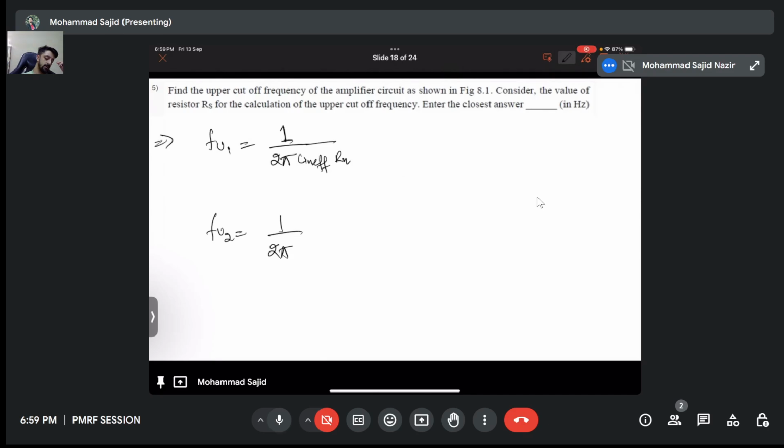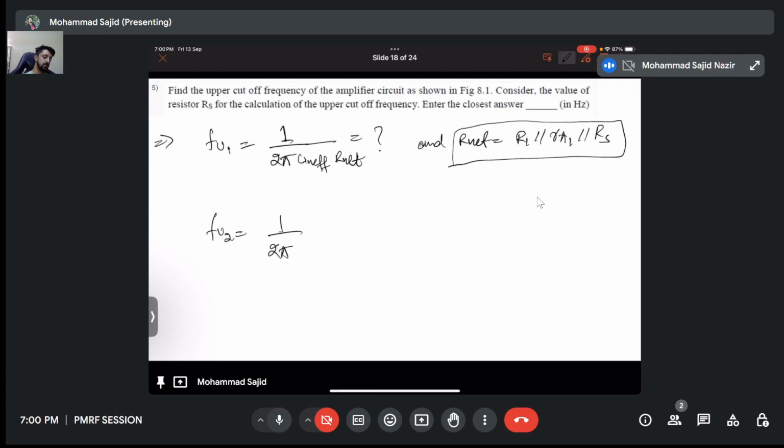So R net is R1 parallel R1 parallel RS. So this is your R net, and you calculate it, get a frequency, and check. And another one is with the load capacitance CL. And for load capacitance, we will use R out. Now let me know which R out.